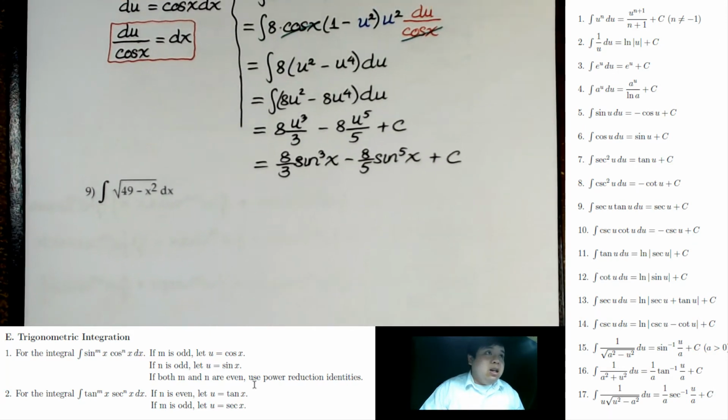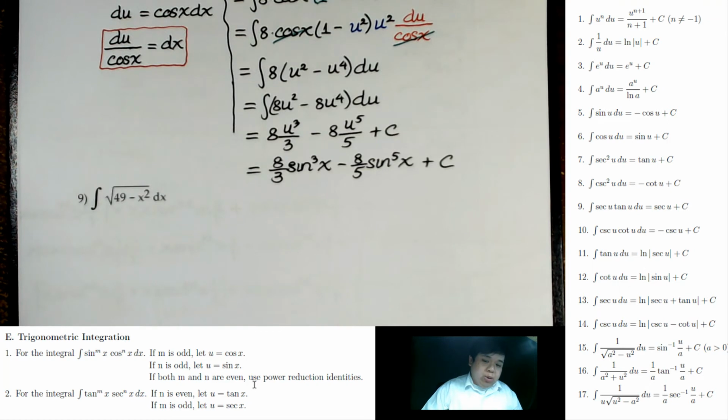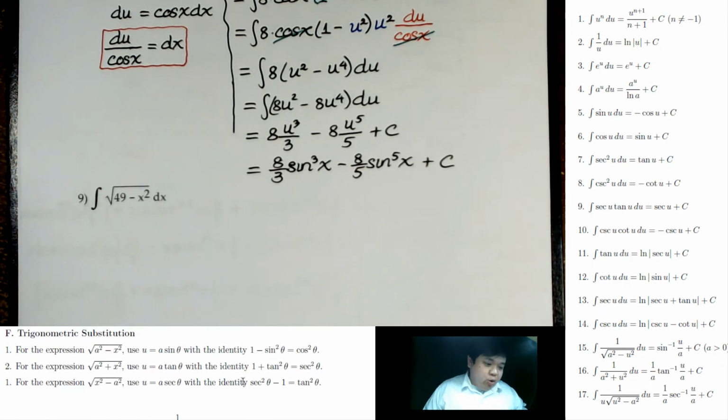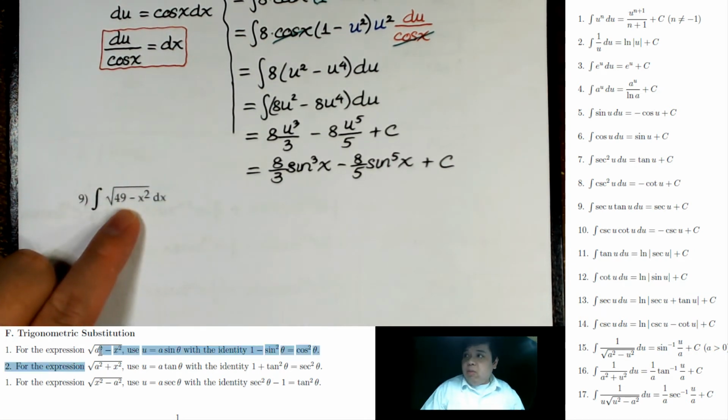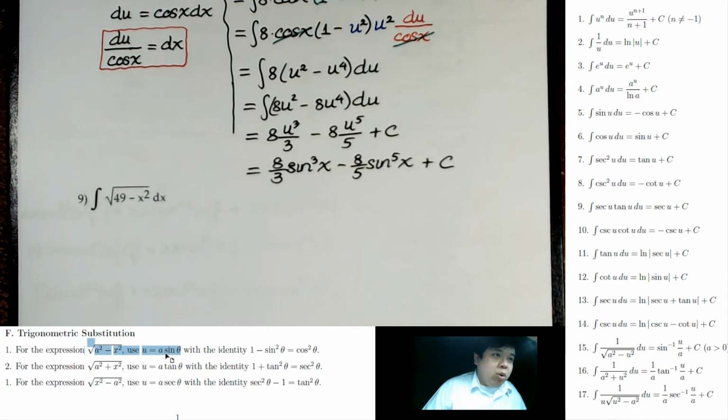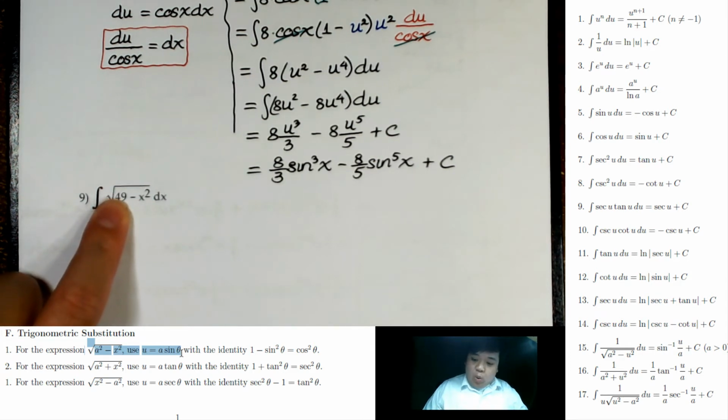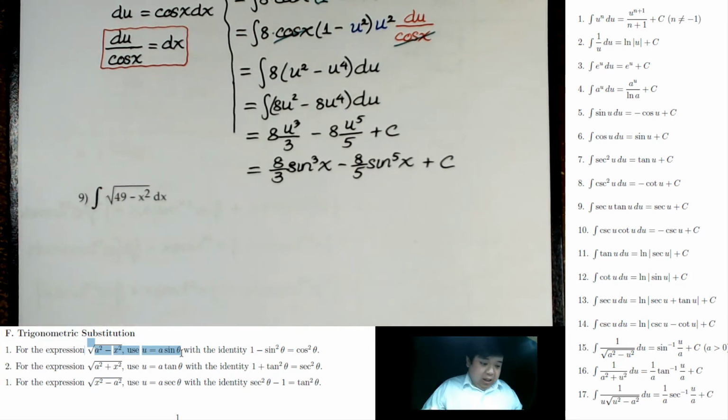Next is this one where we have to use the trig substitution. For trig substitution, we follow that, and we see that it looks like we have a constant minus x squared. So that's what we're going to use. We let u equal a sine theta. 49 is 7 squared, so that will be 7 sine theta.